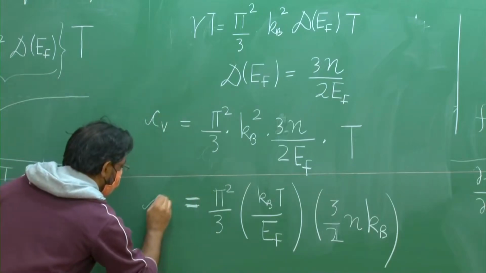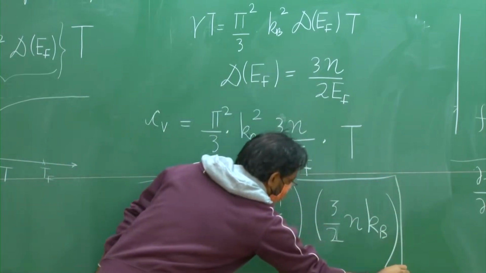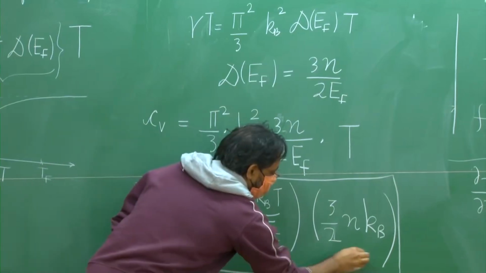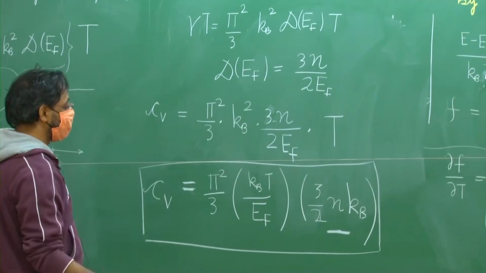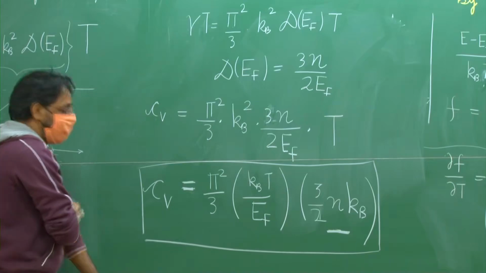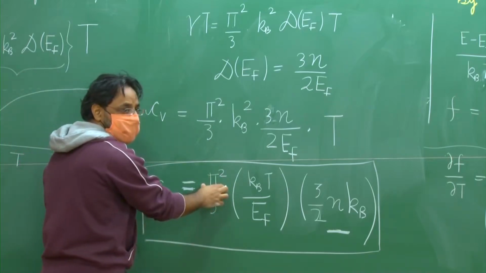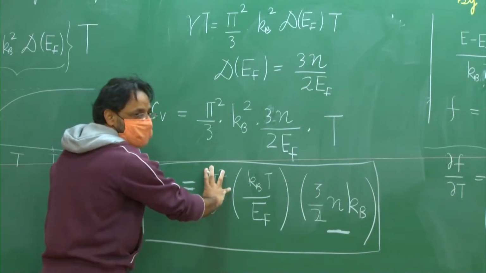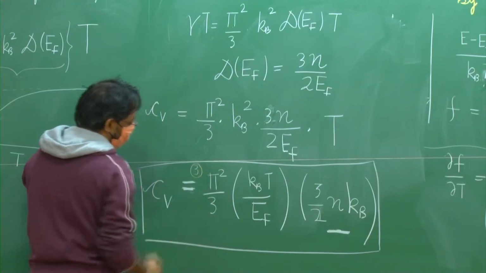This is your CV, and now you are in a position to comment on how small this CV is compared to the classical value, because your classical value is in this bracket. So, it is larger or smaller than the classical value by this factor. So, let us comment on this factor. In this factor, the first part, pi square is close to 10, 10 by 3 is close to 3, right. So, the first factor is 3, no big deal. So, there is a factor of 3 sitting here.